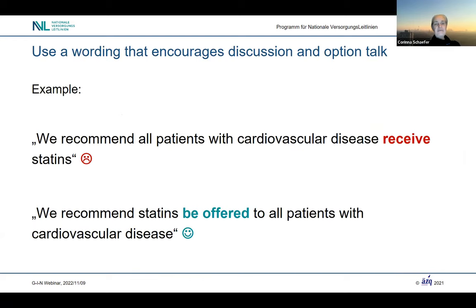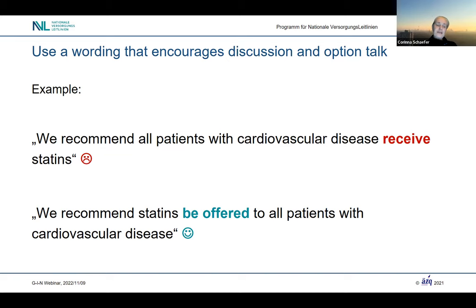So this is a very simple example. Use a wording that encourages discussion and option talk. For example: we recommend all patients with cardiovascular disease receive statins. And this is the kind of strong recommendation, Sandy, that you mentioned. I think the evidence is very clear that it provides benefit. However, it's a prognostic benefit, and we're not very sure that everyone taking statins will have this benefit. However, I think most guidelines will come up with a strong recommendation for that one.